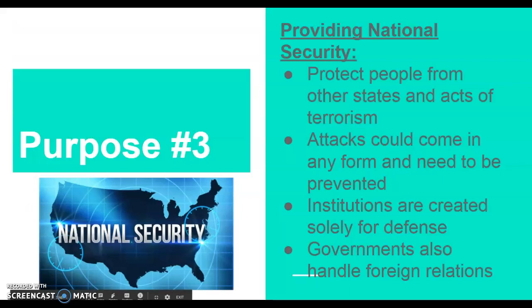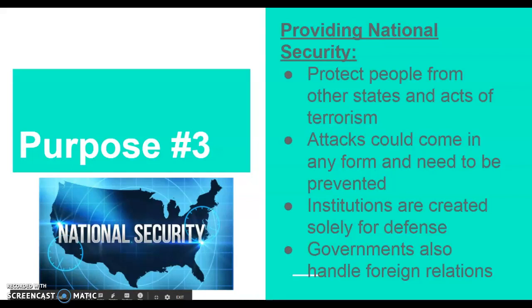Purpose number 3, providing for national security. So the government is responsible for protecting people from other states and acts of terrorism. Attacks could come in any form and they need to be prevented. So not only are we supposed to respond as a government to attacks that happen, but we're ultimately supposed to try to prevent them from ever happening in the first place.